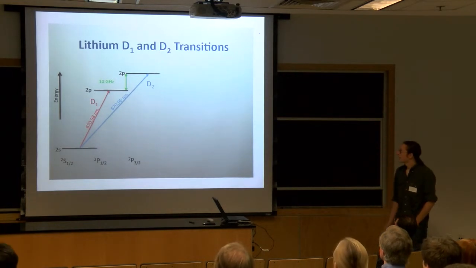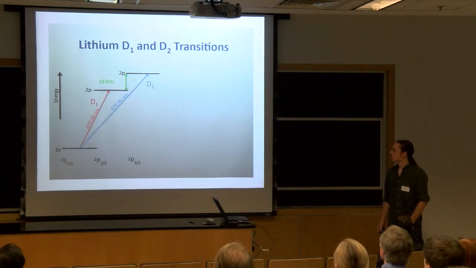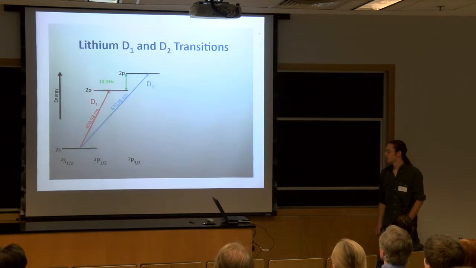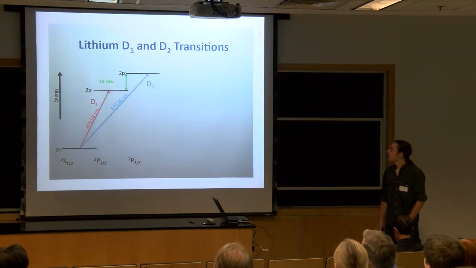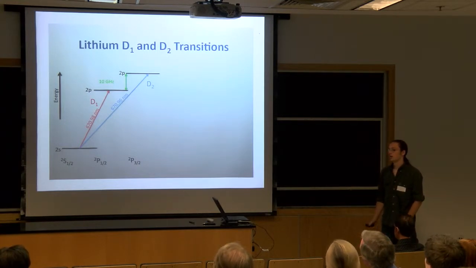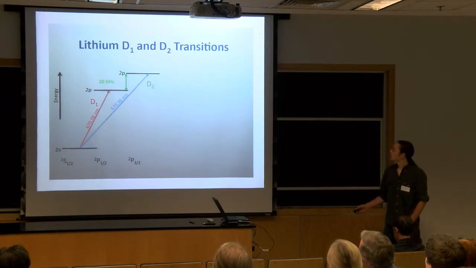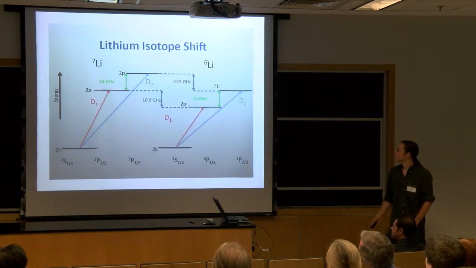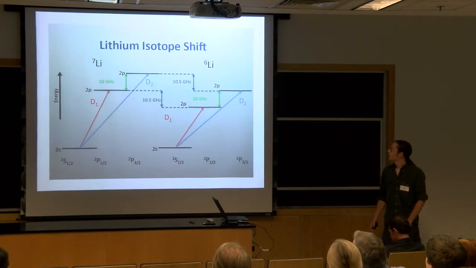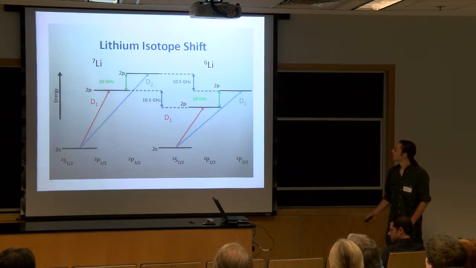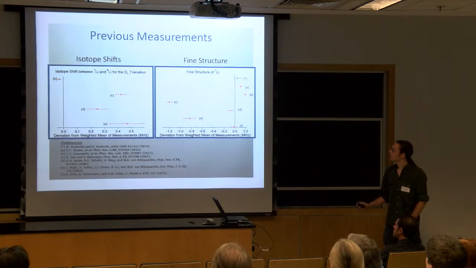So what we're looking at is two transitions in lithium, the so-called D1 and D2 transitions, which are the first excited state. These are shifted by 10 gigahertz, which we call fine structure splitting. We're also looking at the isotope shift between lithium-7 and lithium-6. This is also about 10 gigahertz. Notice this is about the same as the fine structure splitting.